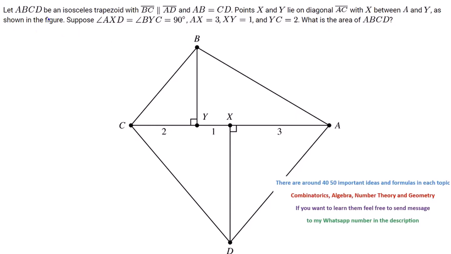Okay, so for this problem it says ABCD is an isosceles trapezoid, BC is parallel to AD. Okay, so because it is isosceles, this equals this. And then points X and Y lie on diagonal AC with X between A and Y. Okay, as shown in the figure, suppose angle AXD is 90, angle BYC is 90, AX equals 3, XY is 1, YC is 2. What is the area of ABCD?